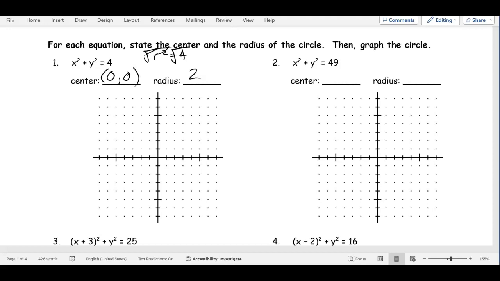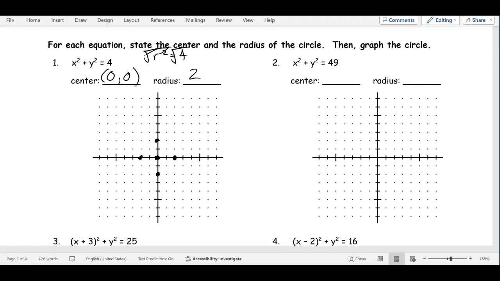So here's how you do this. Put a point at the center, 0, 0. Put a point where I can see it. Make it kind of wide enough. So how do you draw a circle? Here's how you do it. Is everyone listening? You're going to take that radius 2. You're going to count 2 up, 2 to the left, 2 down, and 2 to the right. So I'm going to go up 2, put a point. Left 2, put a point. Down 2, put a point. Right 2, put a point.